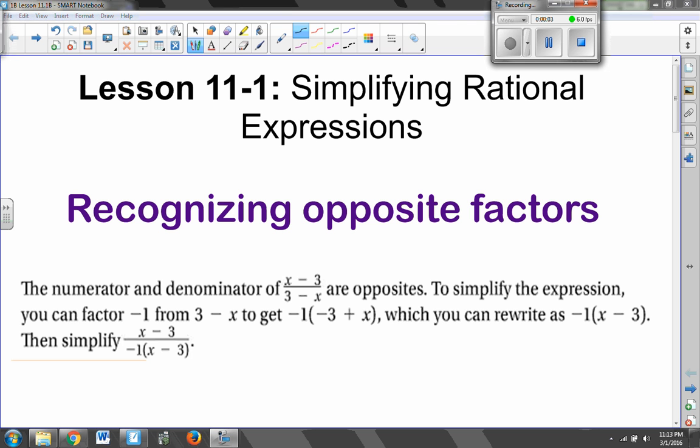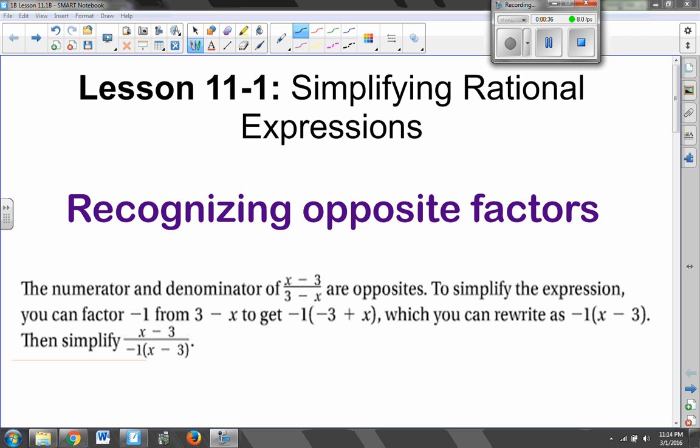All right, Algebra 1B students, welcome to part 2 of lesson 11.1 on simplifying rational expressions. Again, in this video, we are simply factoring out and canceling what we can from two expressions on the top and bottom of a fraction. And today's video is all about recognizing opposite factors. Opposite factors just means one is exactly the negative of the other.